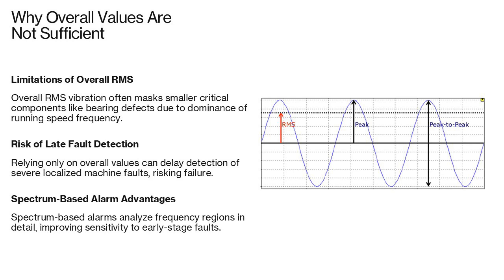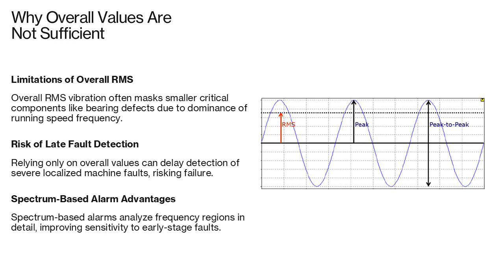As a result, a machine may experience severe localized damage while the overall vibration remains relatively unchanged. Additionally, overall RMS measurements average vibration energy across a wide frequency range, reducing sensitivity to early-stage faults that manifest at specific frequencies. From an engineering standpoint, relying solely on overall alarms increases the risk of late detection and limits diagnostic capability.